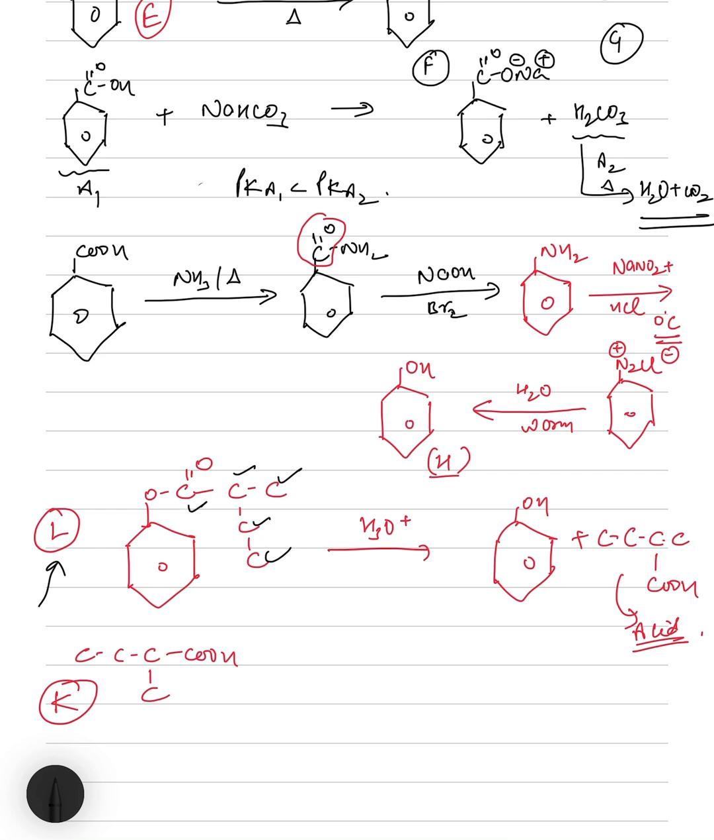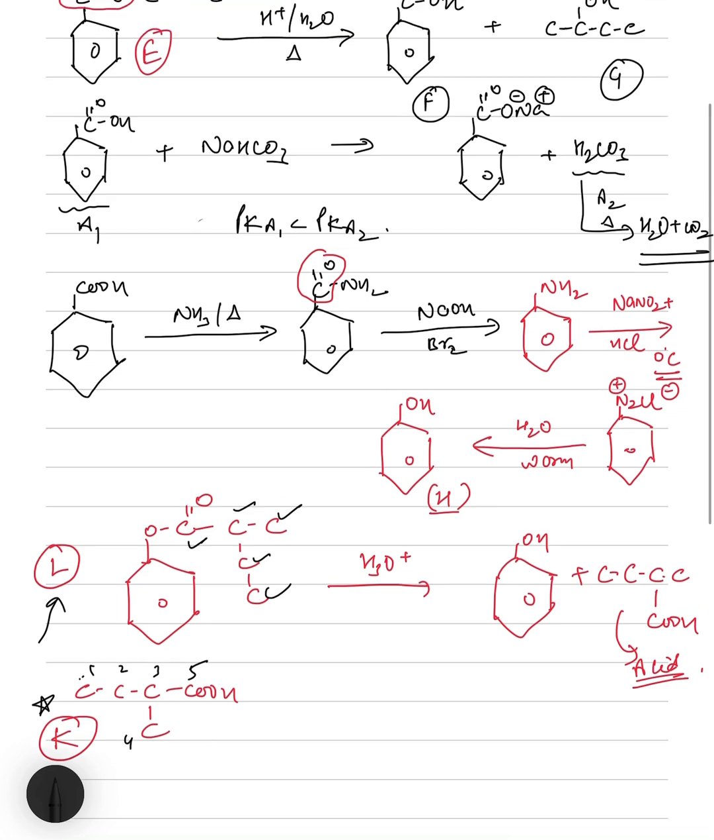Or we can say the final product, the K product which we have obtained. In K product, we have 5 carbons, right? 3 alkyl, 1, 2, 3, 4. 4 carbons this, and fifth one is this one, right?